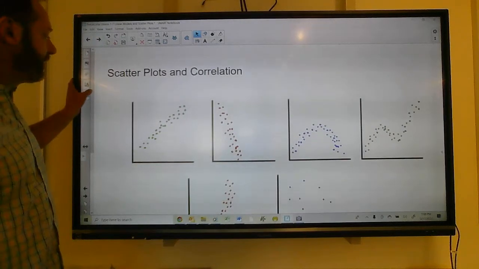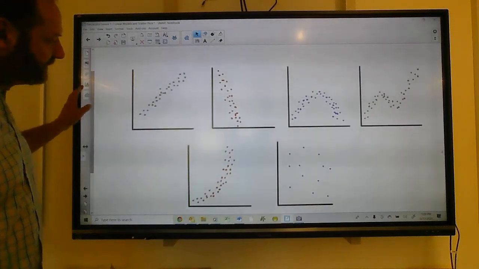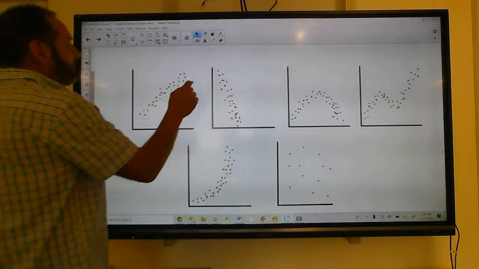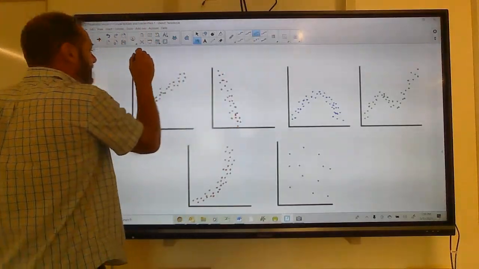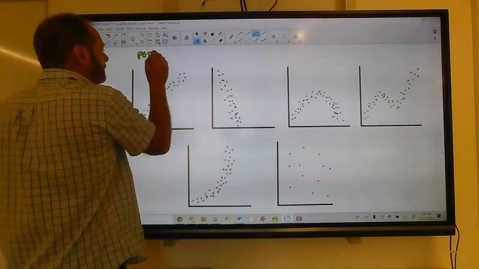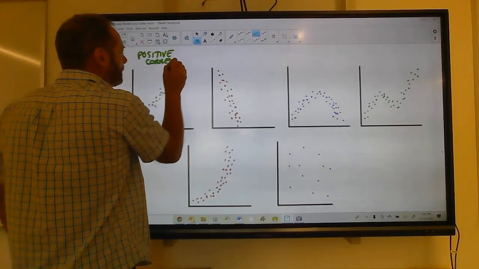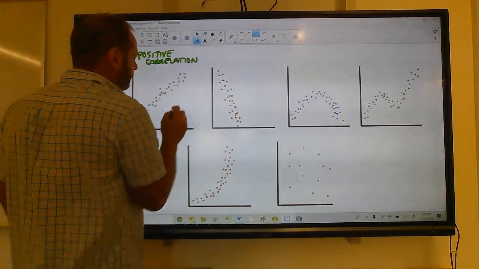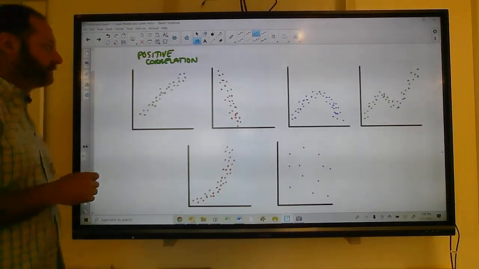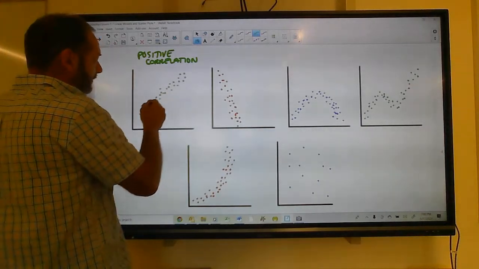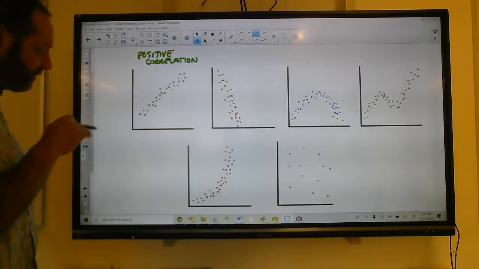So, scatter plot correlations. These are the different kinds of scatter plots that you might see. This is called a positive correlation. And in this one, as x gets bigger, y gets bigger. And it's pretty linear, okay? It looks kind of like a line, or it forms around a line.